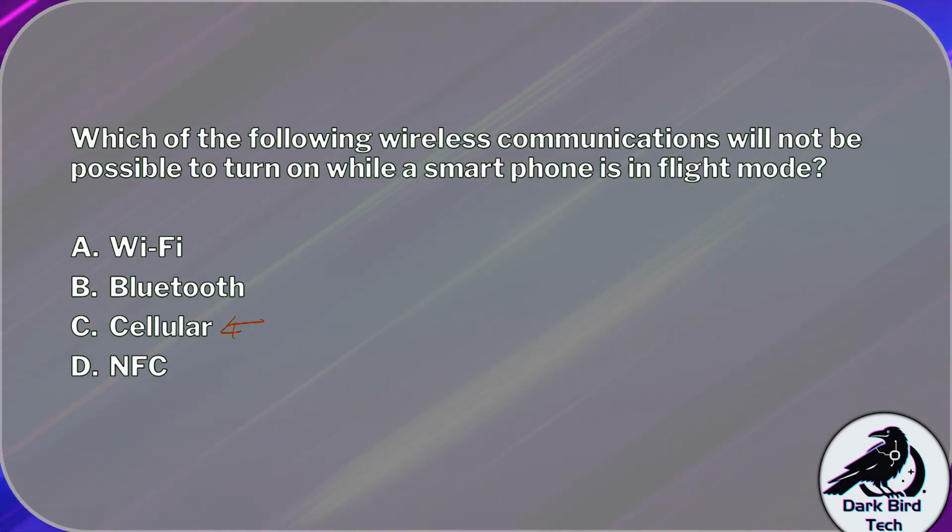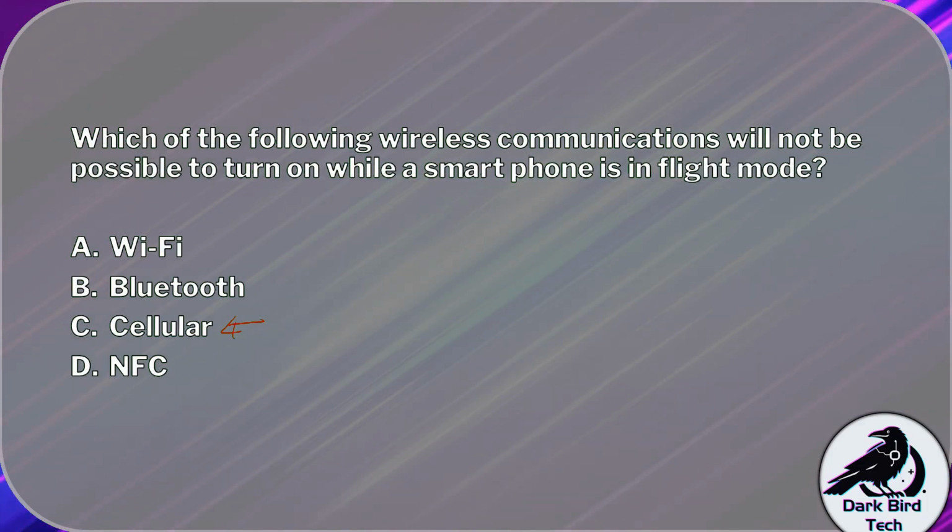So yeah, on most phones, turning flight mode on quickly kills all wireless communications, but you can toggle your Wi-Fi, your Bluetooth, and your NFC back on. Cellular, however, you can't turn back on until you turn the flight mode or airplane mode off again. And that's true for all smartphone operating systems.